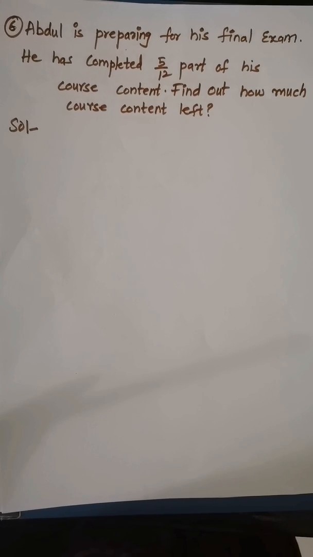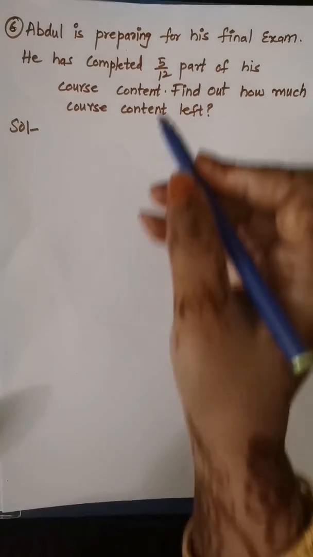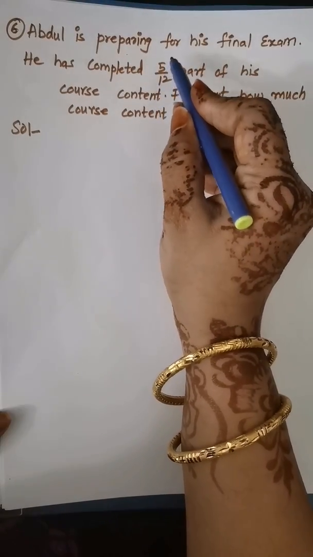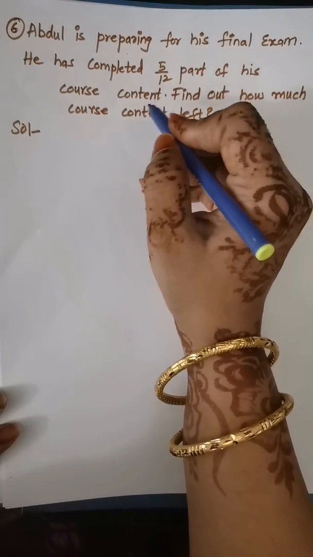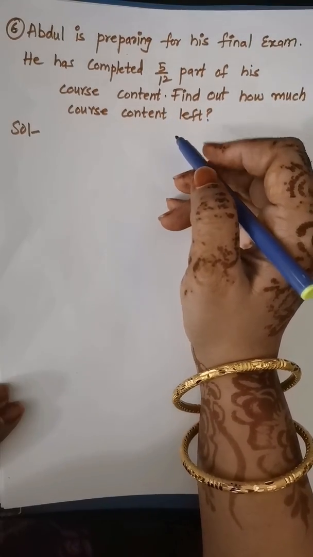Now, question number 6. Abdul is preparing for his final exam. He has completed 5 by 12 part of his course content. Find how much course content is left. Okay, understand the question, children. Abdul is preparing for his final exam. He has completed 5 by 12th part of his course content. You have to find out how much course content is left.